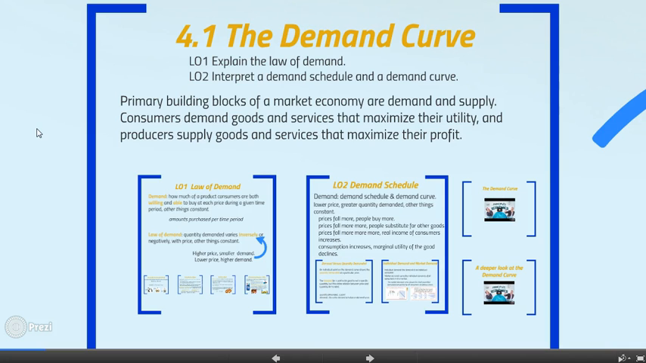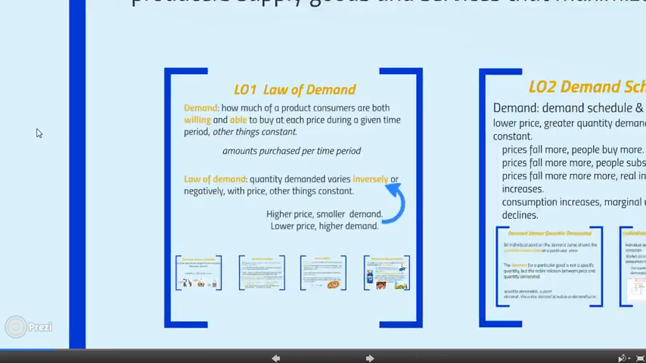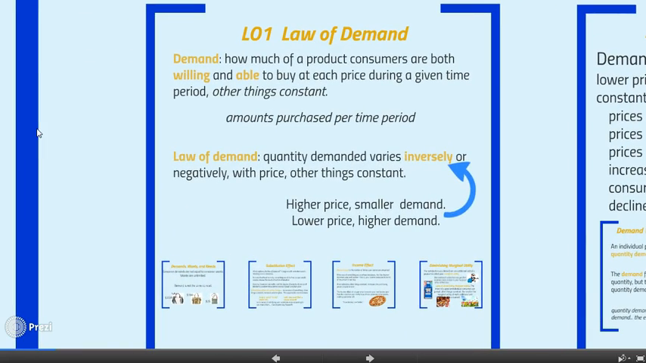Consumers demand goods and services that maximize their utility. Utility is happiness or satisfaction, so we're maximizing our happiness. And producers supply goods and services that maximize their profit, because that's what producers care about, is profit. So if we go into the law of demand, demand is how much of a product consumers are both willing and able to buy at each price during a given time period, other things constant. It's the amounts purchased per time period.